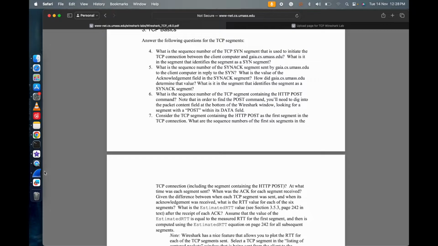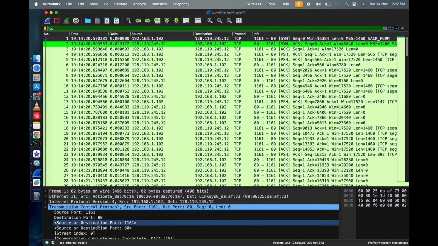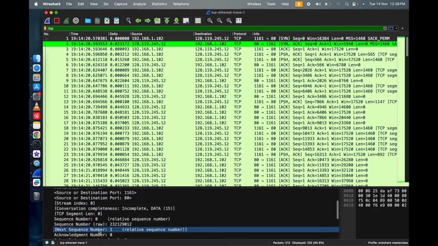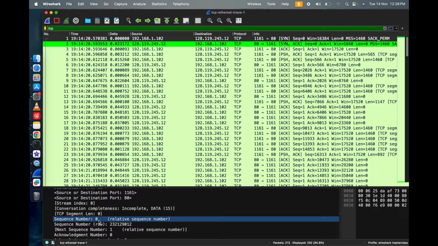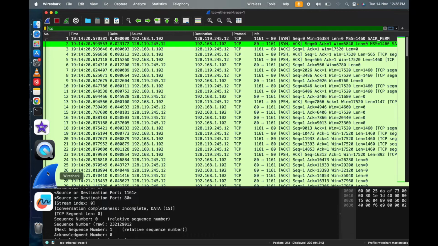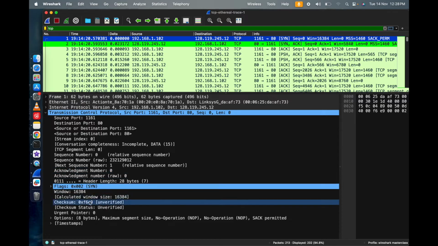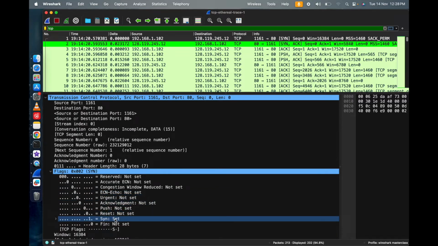So the first thing, we'll just open Wireshark, and over here the sequence number is 0, right? Okay, the sequence number is 0. What identifies a segment as a SYN segment? The SYN flag is set to 1 over here, right? So it indicates that this segment is a SYN segment.